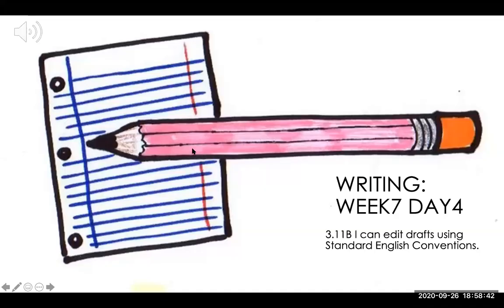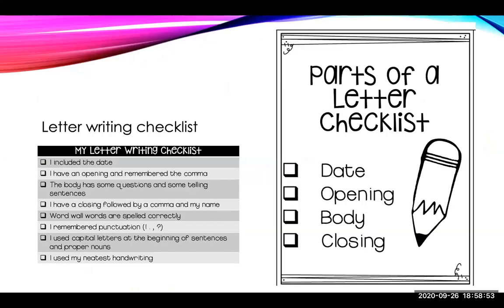Writing week 7, day 4, 3.11b. I can edit drafts using standard English conventions. My letter writing checklist and parts of a letter checklist. I'm going to make sure I'm using this while I use cubes and arms for revising and editing my paper, so that I can check things off to be sure I am following all of the expectations for third grade friendly letter writing.